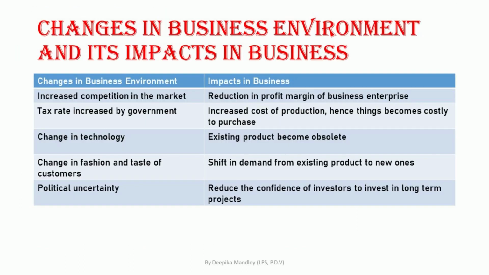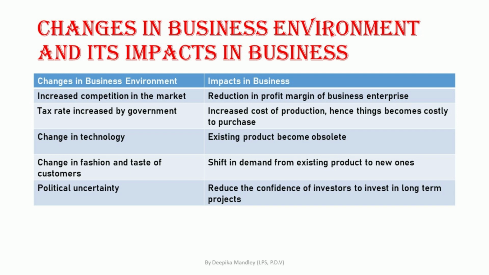Now let's discuss the changes in the business environment and their impact on business. The first change is, for example, increased competition in the market. If there is increased competition in the market, its impact is a reduction in the profit margin of the business enterprise. Then if the government has increased the tax rate, the impact is an increased cost of production, so things will become costly to purchase.